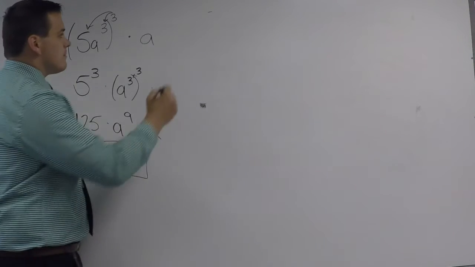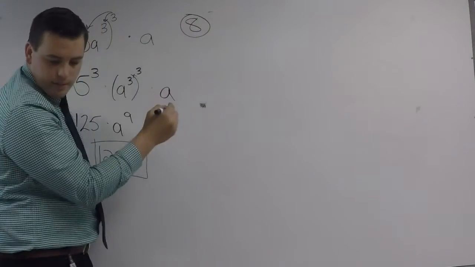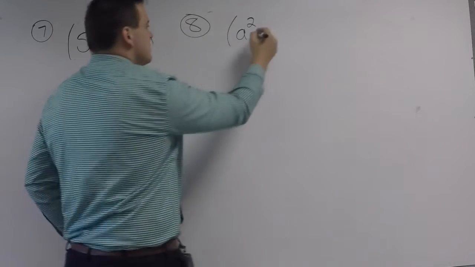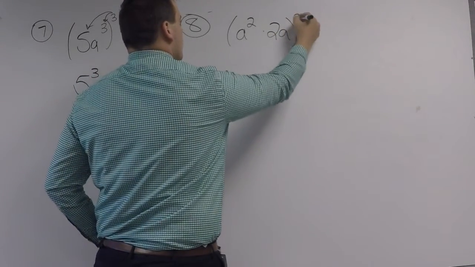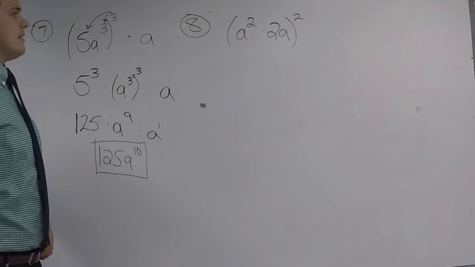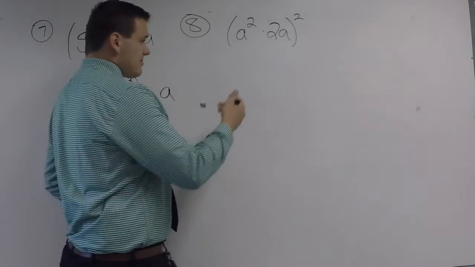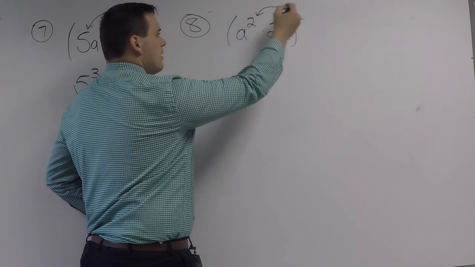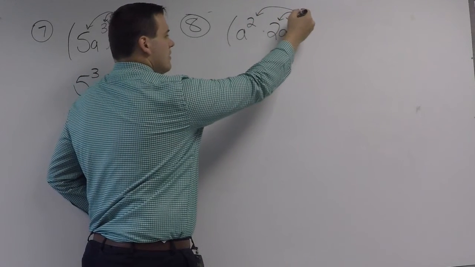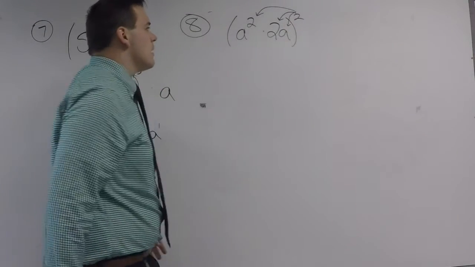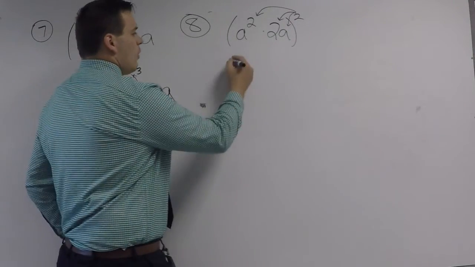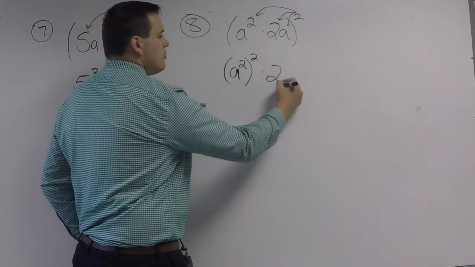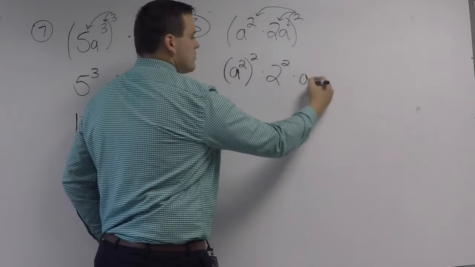Look at number 8 from tonight's homework. Number 8 is the quantity of a squared times 2a squared. Okay? So what I need to do is this is a power of a product. I need to distribute the 2 onto the a squared, the 2 onto the 2, and then the 2 also on the a. So now this becomes this. The quantity of a squared times 2 squared times a squared.